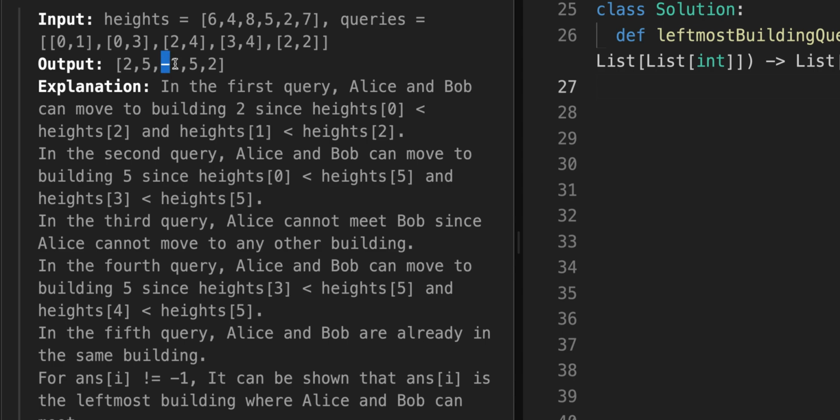Next, 2, 4. That's going to be 8 and 2. 8 cannot move to 2. So they both have to move. Notice though, if we move to the right, there is no building that's bigger than both of them. So notice how the result is a -1.